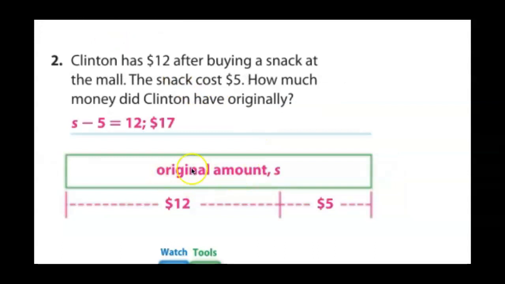Okay, so the original amount of money they represented as S, and I don't know why, but they did. You could have chosen a different letter, that would be fine. If you have $12 left after buying a $5 snack, what did you have originally? So S, the original amount of money, minus the $5 for a snack equaled $12, and the original amount is $17. So 12 plus 5 equals $17.